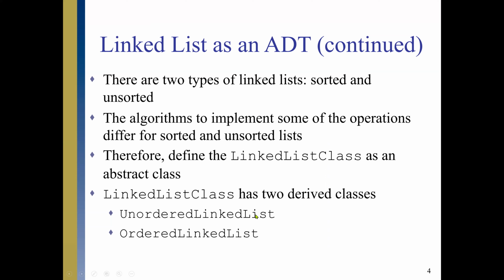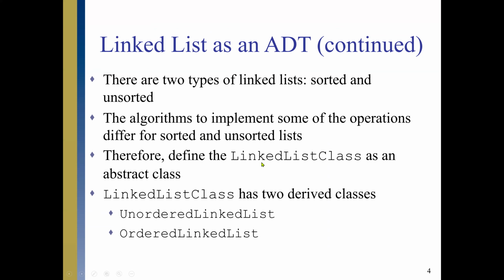Sorted means the items in the linked list have been arranged in some order, either ascending or descending order, that's increasing or decreasing order. Unsorted means we can insert the item anywhere. They are not in order. So if we create a linked list class, then we may create the unordered linked list, where the items in the linked list are not sorted. Then we have the ordered linked list.